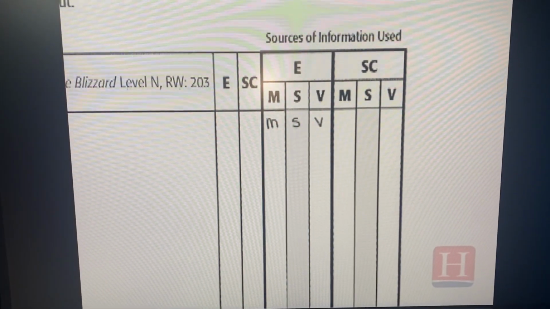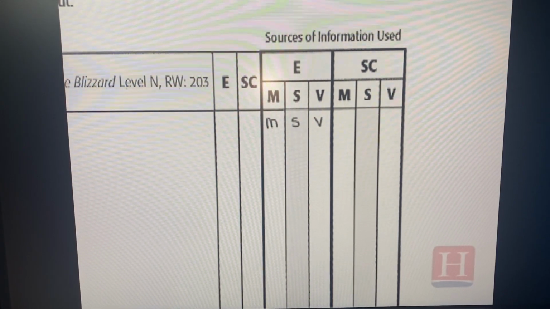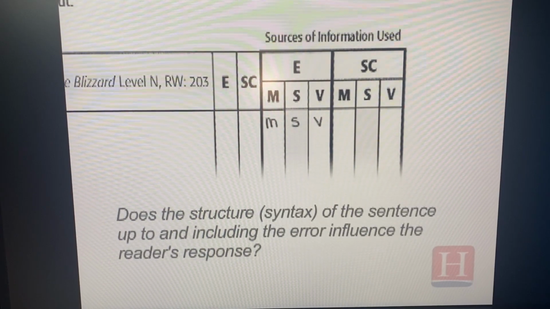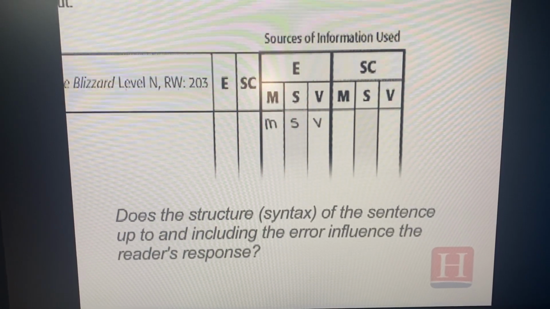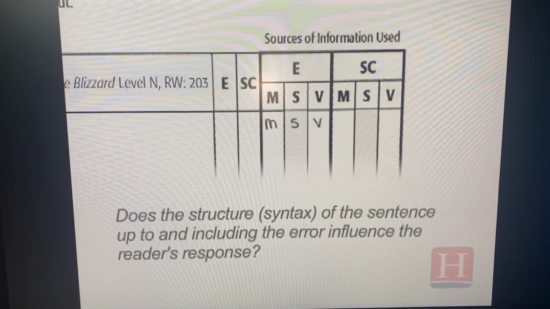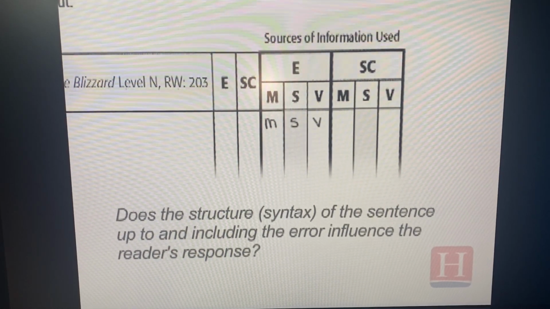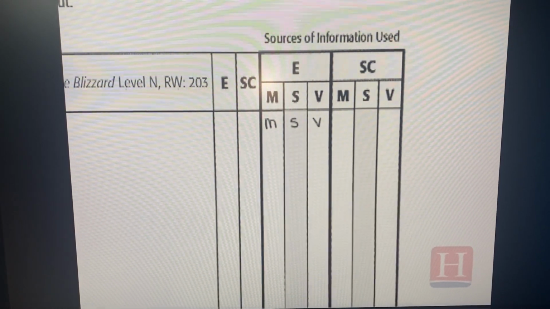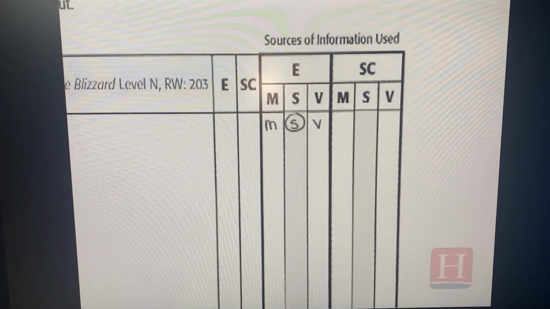When you consider if the reader used structural or syntactic information when making the error, ask yourself this question. Does the structure or syntax of the sentence up to and including the error influence the reader's response? In other words, would the error fit grammatically in an English sentence? If so, circle the S in the S column of the error section.